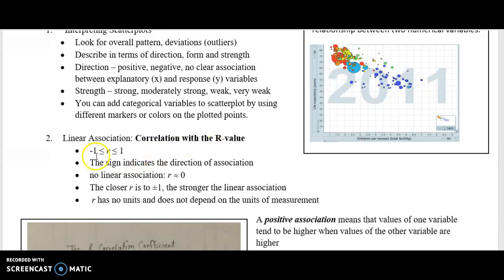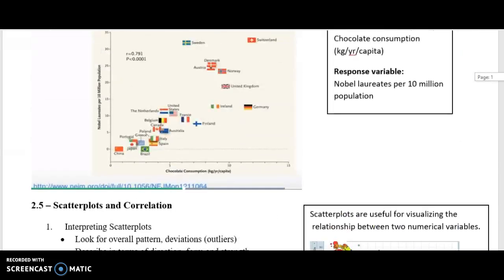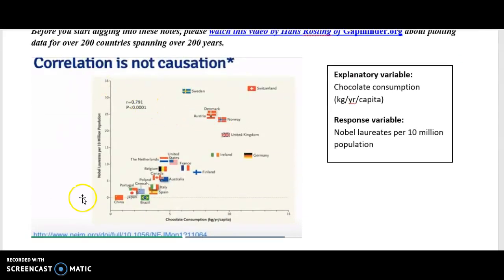R's have values between -1 and +1. Now, as an example, if we go back up here, this indicates that the R, the correlation between chocolate consumption and number of Nobel laureates per 10 million, is 0.791. Again, that's a value. 0.791 is a positive value between 0 and 1.